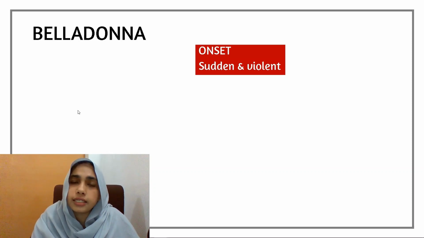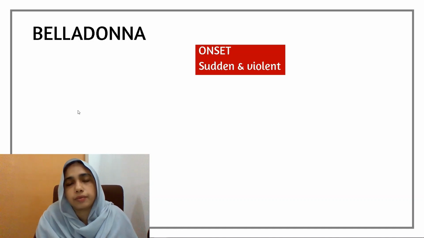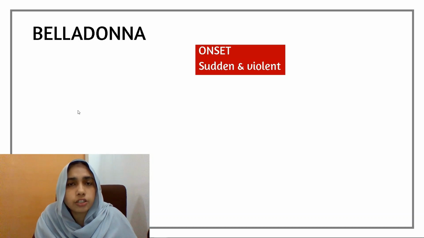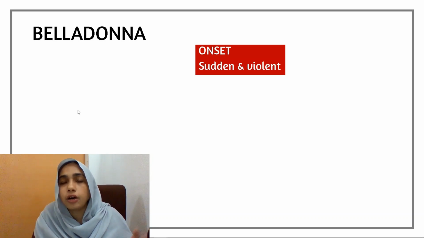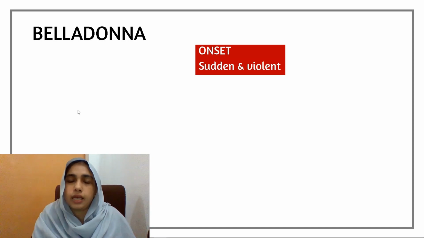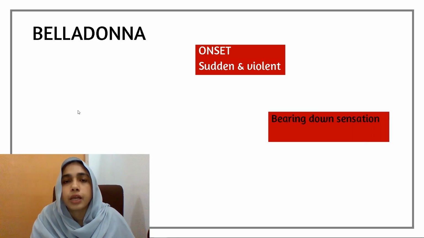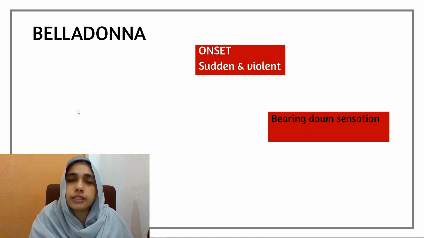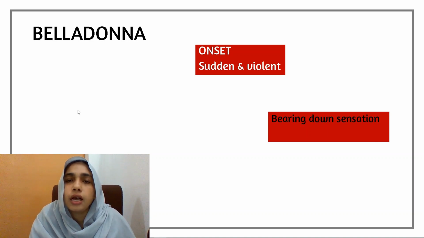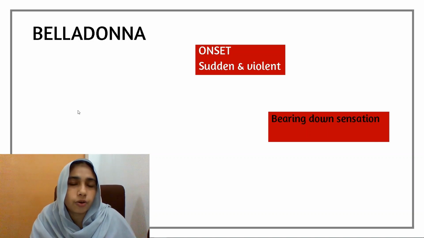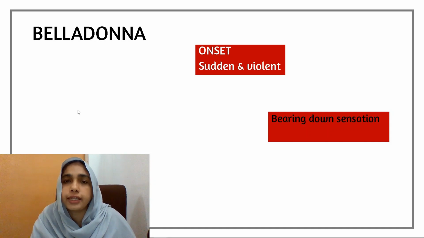In Belladonna, just like in Pulsatilla, the pain will begin even before the menses begin. Now, in Belladonna, there is no gradual onset of pain, but the whole pain comes on suddenly, all of a sudden, and with full force. The pain in Belladonna is just a bearing down sensation. There is no prolapse in Belladonna. It is just that the patient will feel that all the organs will come out through the vulva.